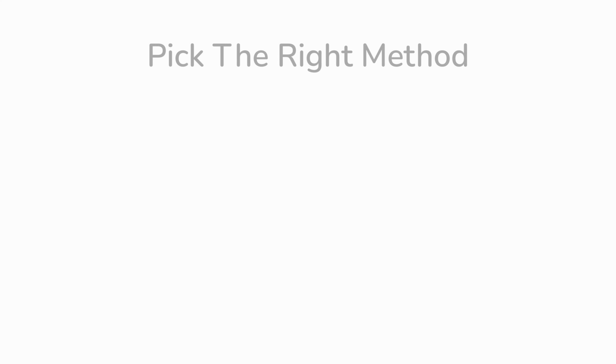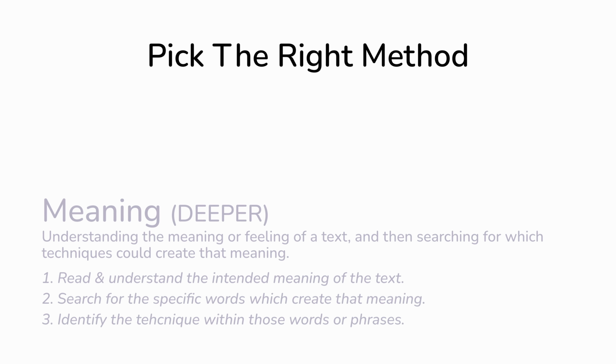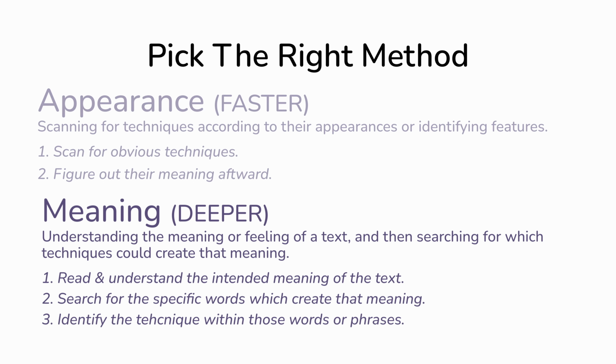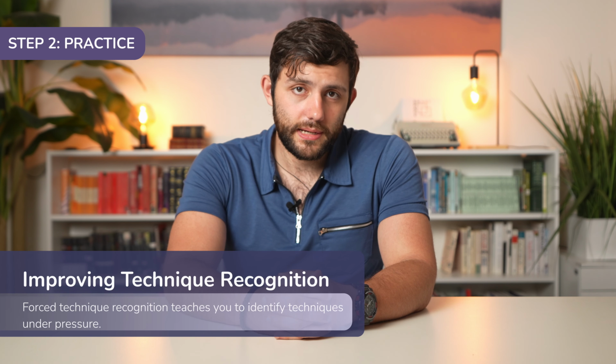So as you can probably tell, this method takes longer than the first one, sure, and maybe you wouldn't be able to find 5 techniques in 10 seconds like I suggested in the beginning of the video, but the techniques you do find this way will be much more meaningful. This method is actually deceptively tricky to master, and it takes a while. So how do you improve? Step 2, technique recognition exercises.